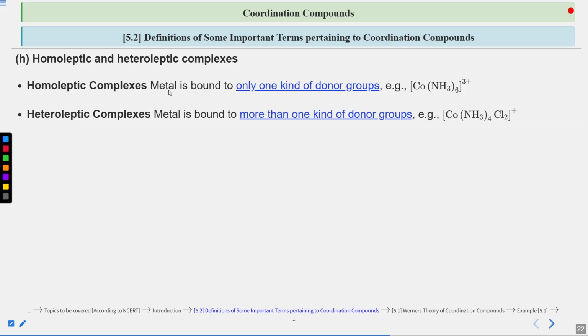Heteroleptic complexes are the vice versa of homoleptic, where the metal is bound to more than one kind of donor atom. For example, in this complex, the cobalt is bonded with 4 molecules of ammonia and 2 chlorine ligands. So more than one type of donor group is present in this complex. So this complex comes under the category of heteroleptic complexes.